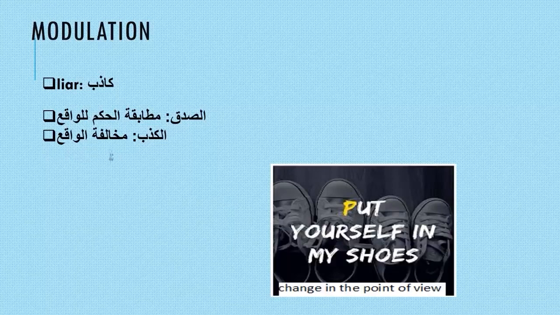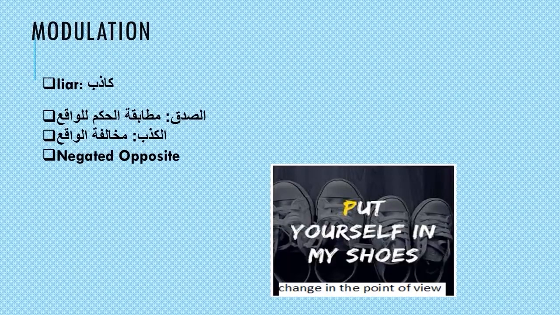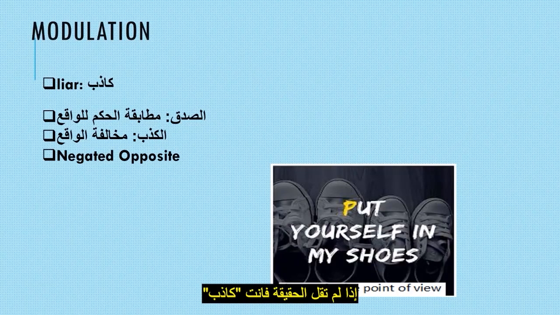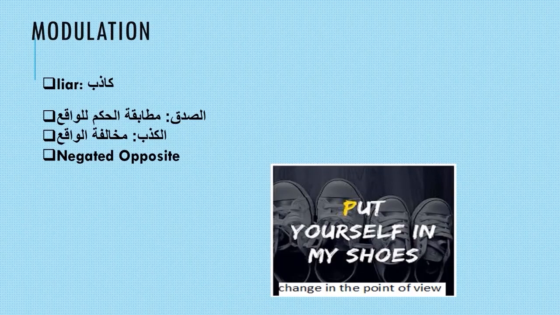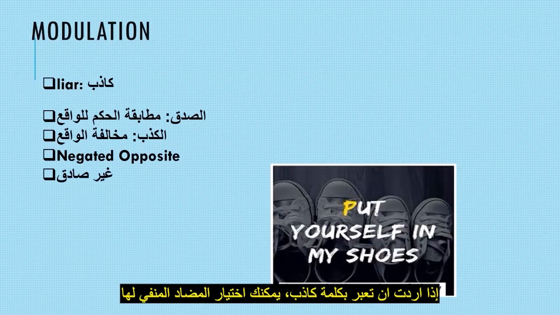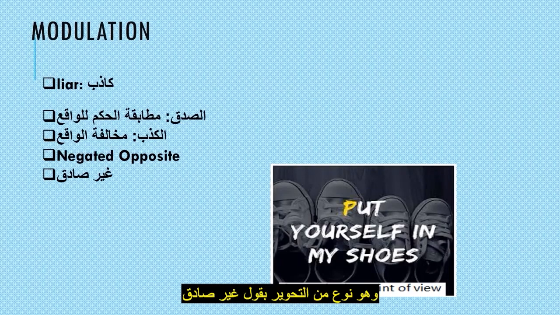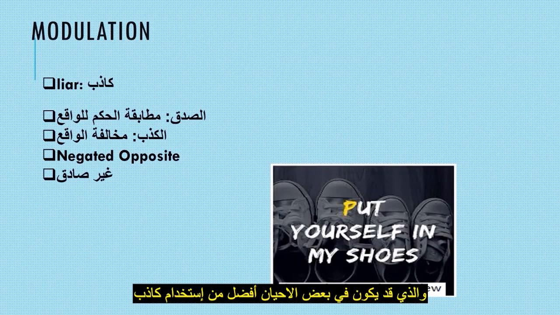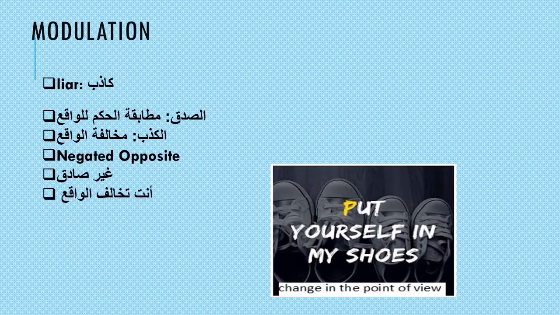الكذب مخالفة الواقع. You are not telling the truth. If you don't tell the truth, it's called كذب, lying. So, if you want to stick to the word كذب, you can use the negated opposite, which is one type of modulation. You can say غير صادق, which could be better than using the direct word liar at some times.